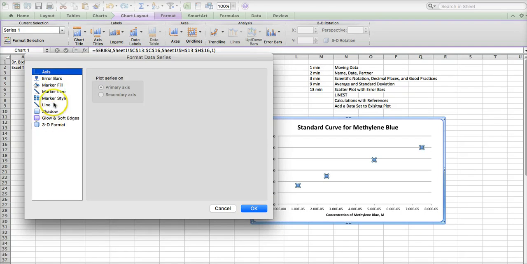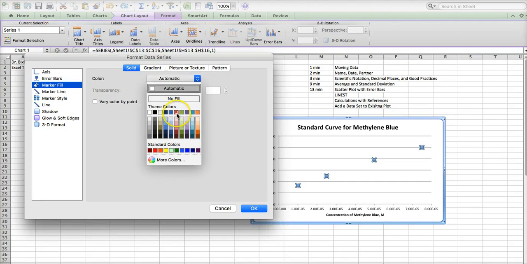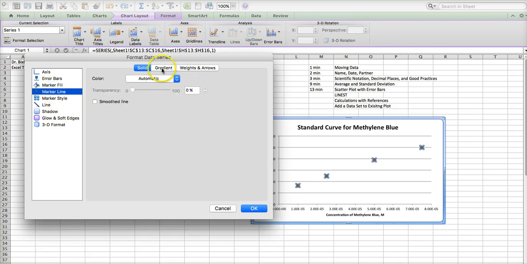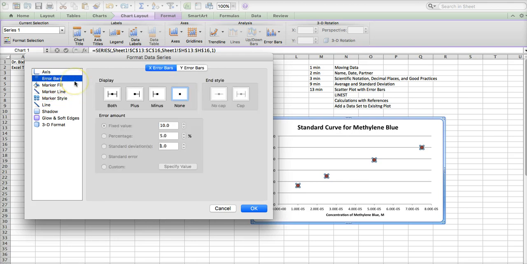However you get to this menu, I can change an axis. I can change what the markers look like. So right now they're blue squares, but I could change that to be a different color. So I could change that to be red squares if I want, or I could make sure that it has a black outline. However I want to do that, I can change the shape. If I change it to a circle, you can do whatever you'd like here to format that. But this is what I'm interested in right now, these error bars.